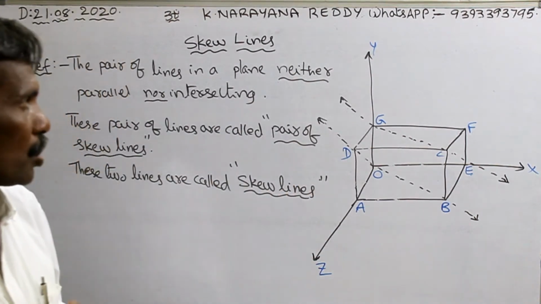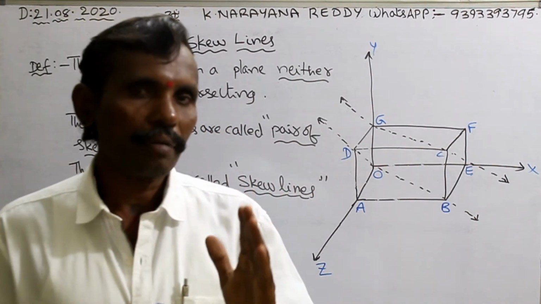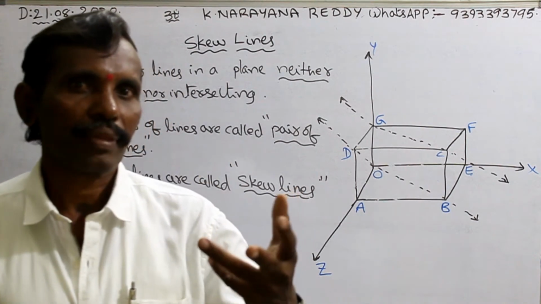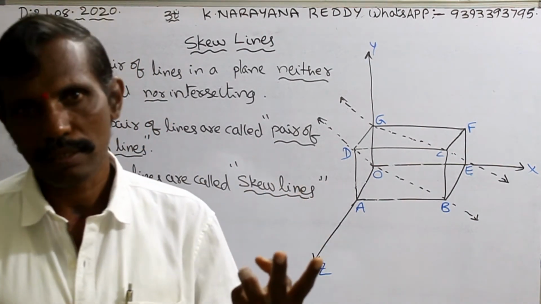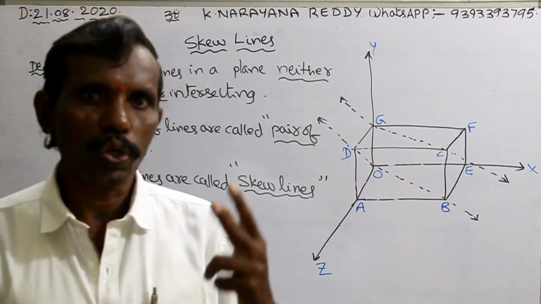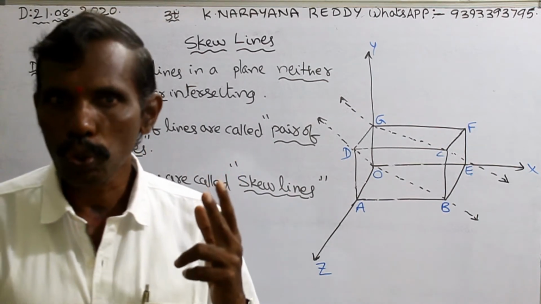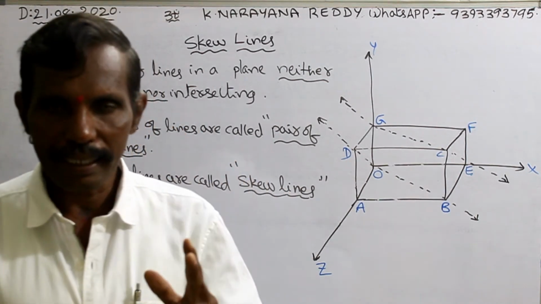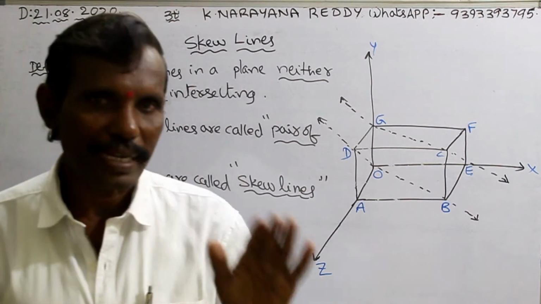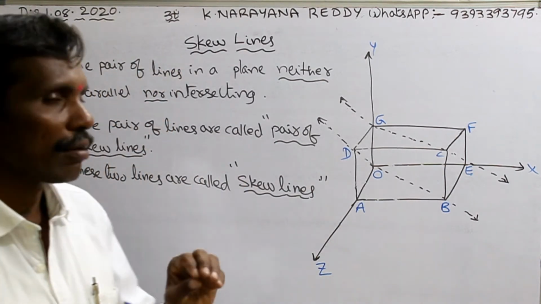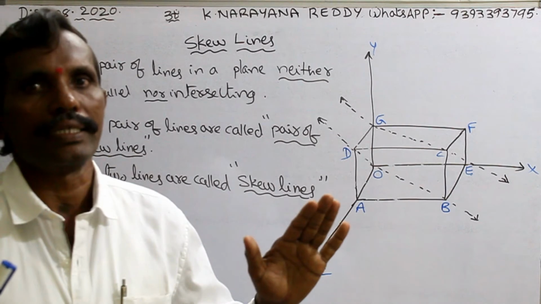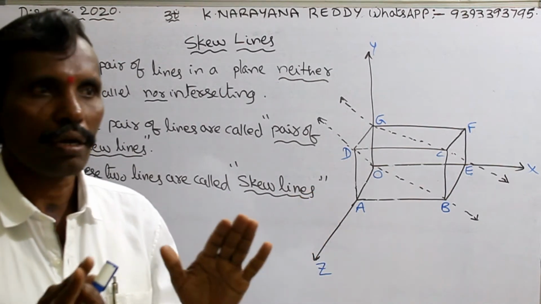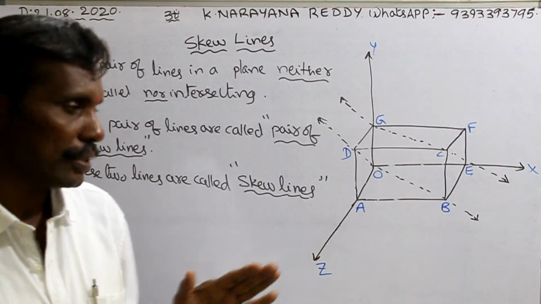That's all. So, a pair of lines means two lines. If a pair of lines are skew lines, those two lines are neither intersecting nor parallel. That's all. That means those two lines are not intersecting at any place. Those are not parallel at any place.